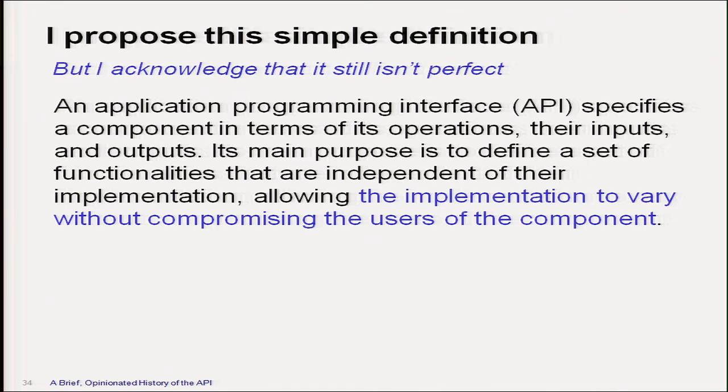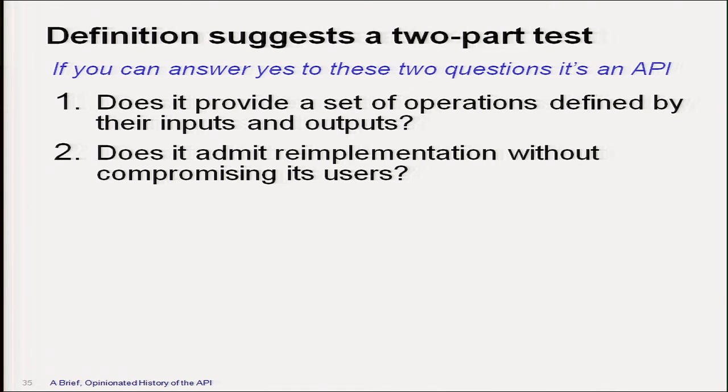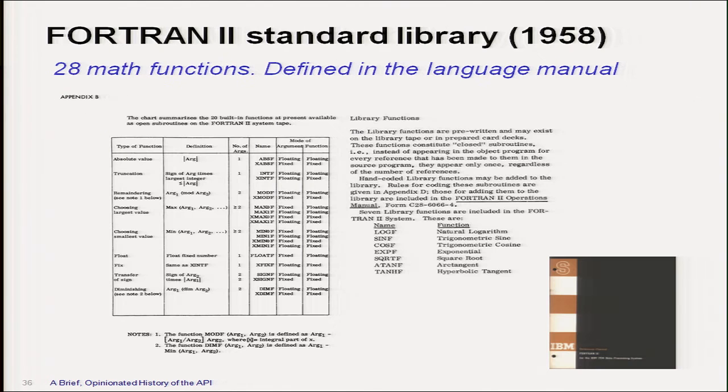And this definition suggests a two-part test. If you can answer yes to both of these questions, you have an API on your hands. Number one, does it provide a set of operations defined by their inputs and outputs? And number two, does it admit reimplementation without compromising its users? If yes to both, it's an API. So now I'm going to take you on a whirlwind tour of 13 APIs that pass this definition, mainly just to sort of test the definition and see where it starts to break down.